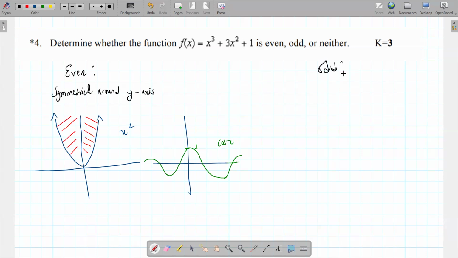An odd function is symmetrical. This is a little bit trickier to understand. It's symmetrical around the origin. So instead of flipping it using the y-axis as your mirror, we use the origin as a mirror. It's a little bit difficult to understand. Let me give you some examples. A good example of an odd function is simply y equals x.